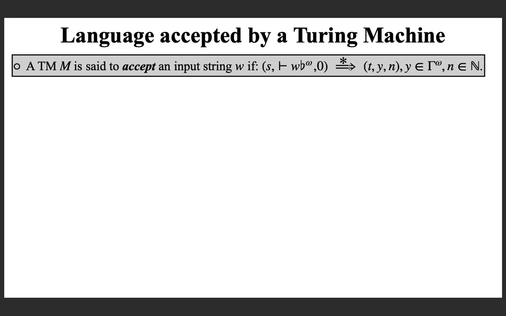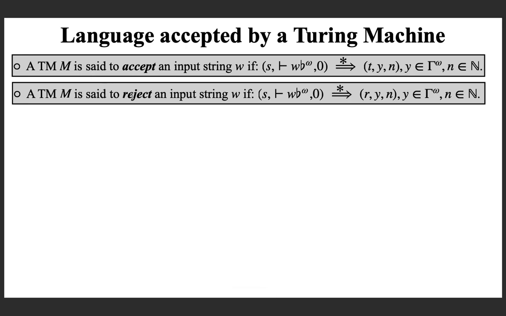Now we can define rejection. A Turing machine is said to reject an input string W if from the initial configuration it reaches a configuration where the state is the reject state. Very similar. If the state is the reject state, which again is a sink state, to which if you reach, you have to remain in that state, then you can say that the string is rejected. I hope you are getting me.